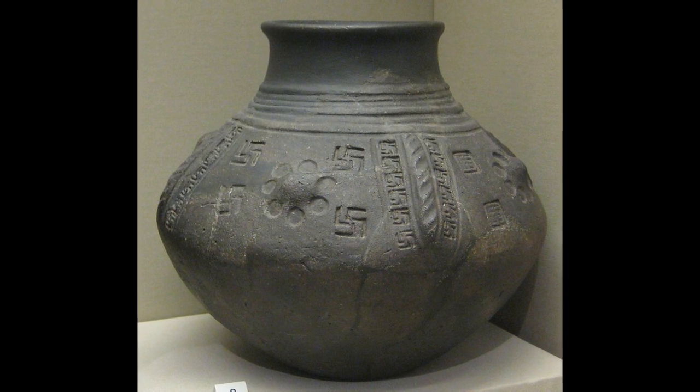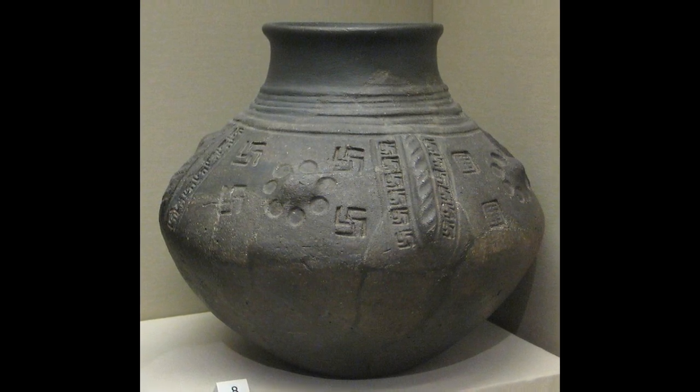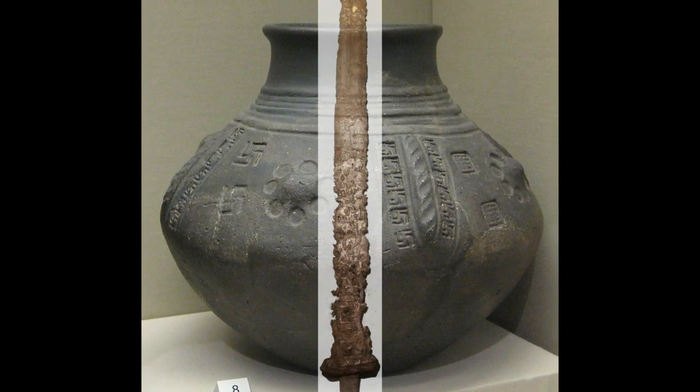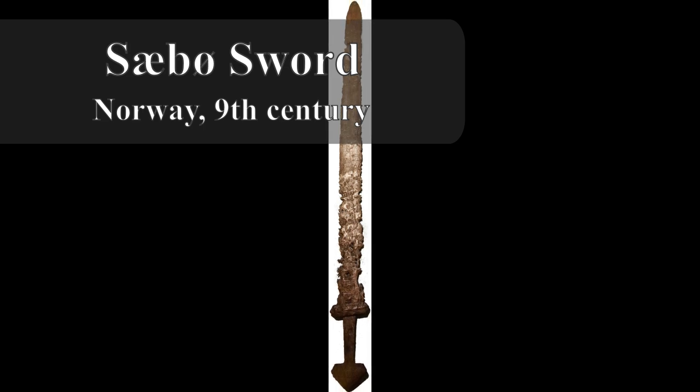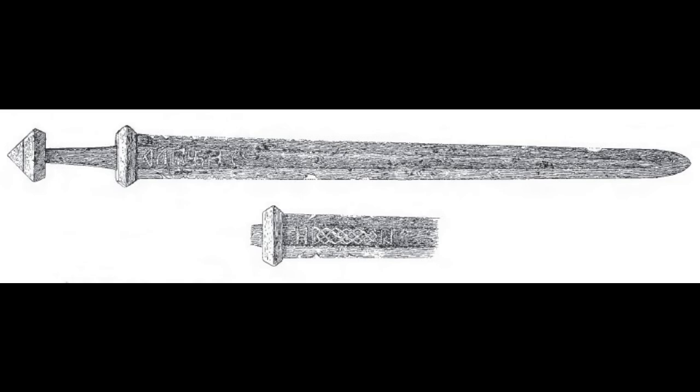We also find this symbol on weapons from the Viking Age all the way back to the migration period, as far as the Goths living in the east of Europe. We find it on lots of spearheads, but the most notable weapon that we find it on is the sabre sword, dated to the 800s, found in Norway. And the inscription reads, O swastika muth.